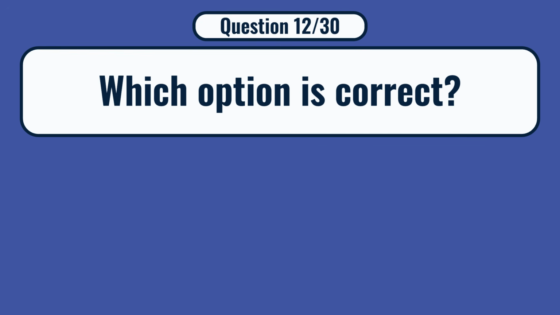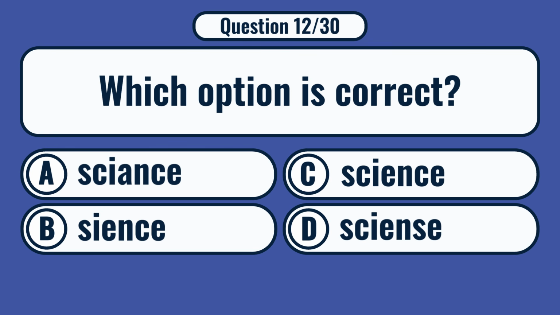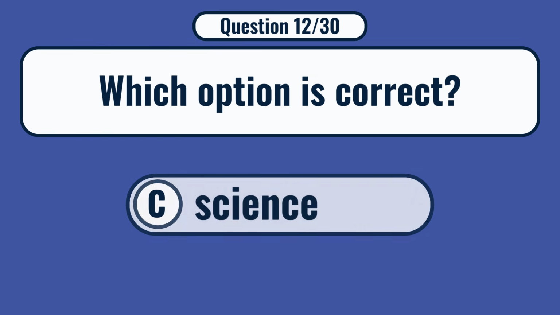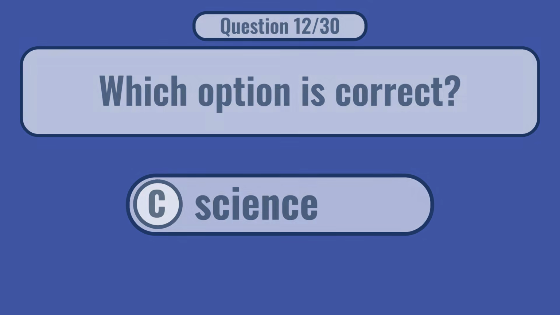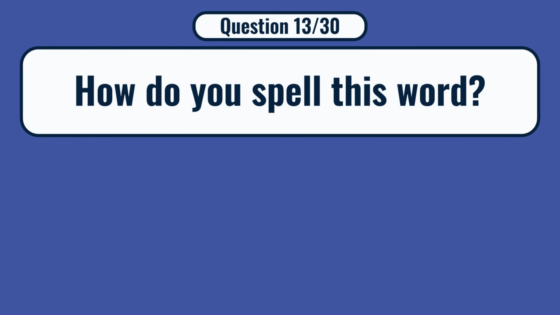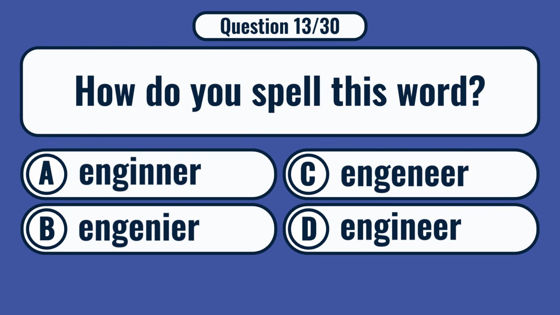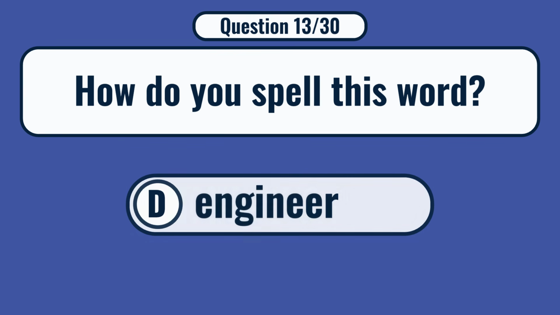Which option is correct? Answer C. Science. How do you spell this word? Answer D. Engineer.